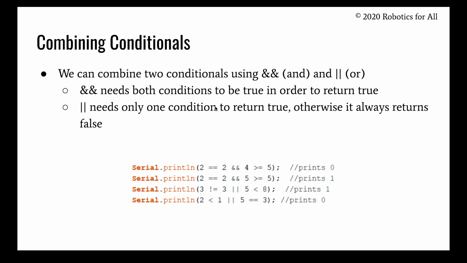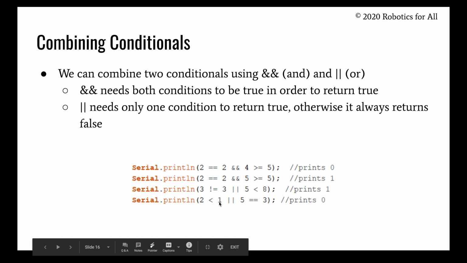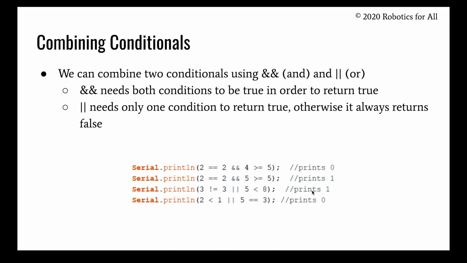And the or means only one of them has to be true. 3 is not equal to 3, that's false, or 5 is less than 8, this is true. So since one of them is true, the entire thing is true. And in this case, 2 is less than 1, that's false, and 5 is equal to 3, that's also false. Since both are false, the entire thing is false.